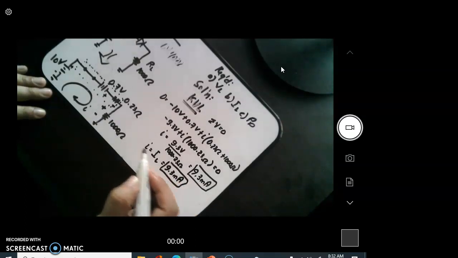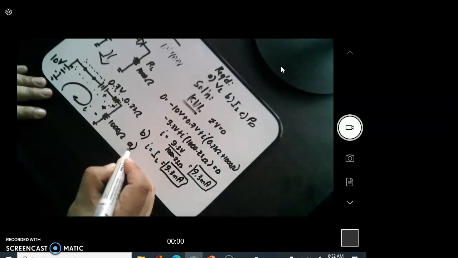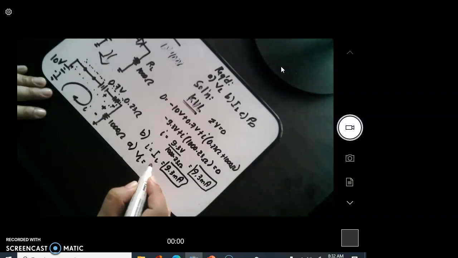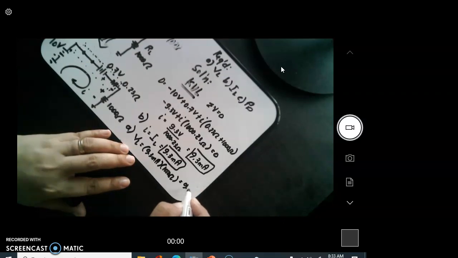Also, we already solved for letter B. This is letter B. Let's solve for letter A. Load voltage is simply equal now to the load current, 9.3 milliampere, multiplied with the load, which is 1000. This will simply give us a voltage of 9.3 volts.